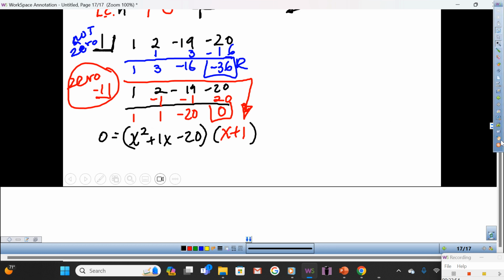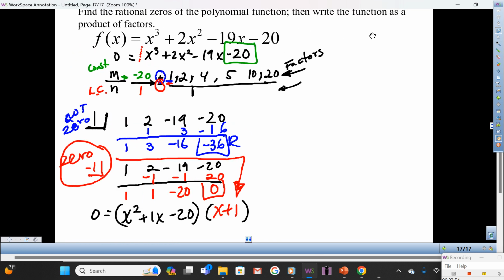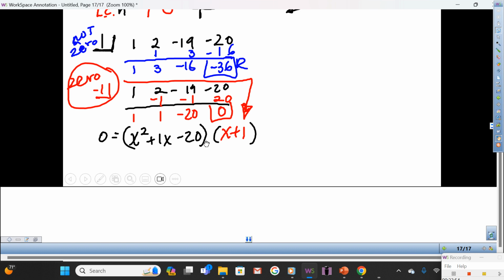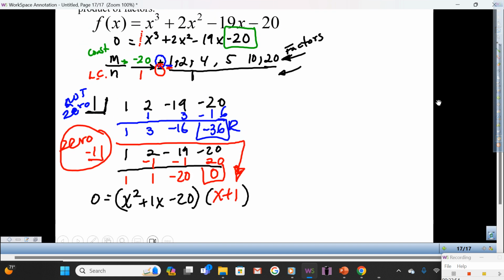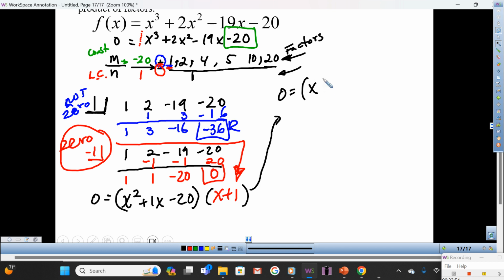However, so far it says write the function as product of factors. So far we have 2 factors, but the question is, can we factor this one a little bit more? You're like, I don't know, Mr. Q. All right, let me bring that over here. x squared plus 1x minus 20 times x plus 1. Sorry. X plus 1. All right. How can we check, or how can we try and factor this? Tell your neighbor. Your brain wants to do it already. What do we do?